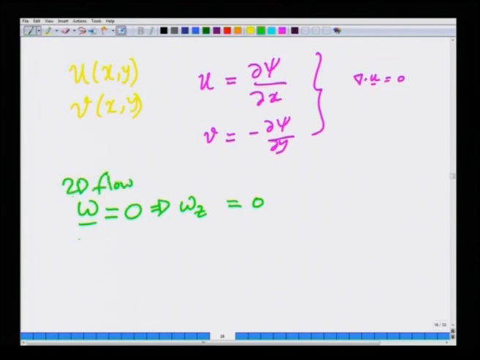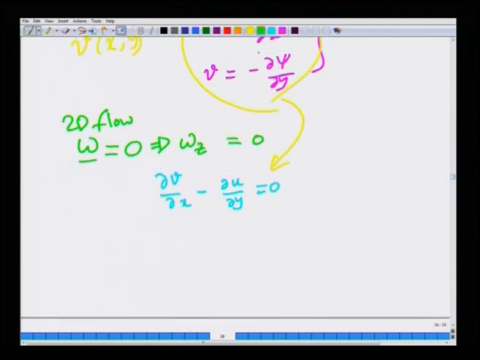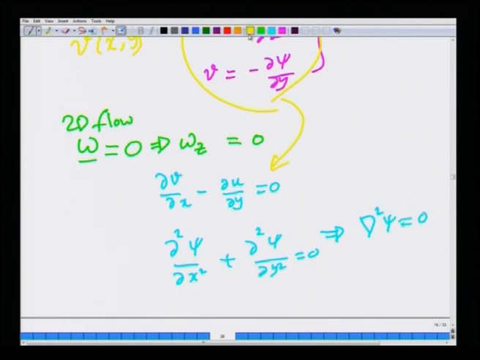For a 2D irrotational flow, we have only one component of non-zero vorticity, that is omega z. And since it is irrotational, that has to be 0. So, omega z is nothing but partial v by partial x minus partial u by partial y, which is 0. Upon substituting the definition of u and v in this expression, you will see that you get partial squared psi by partial x squared plus partial squared psi by partial y squared is 0, or you get del squared psi is 0 in the 2 dimensions x and y.